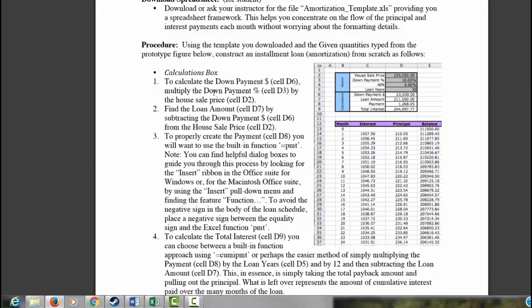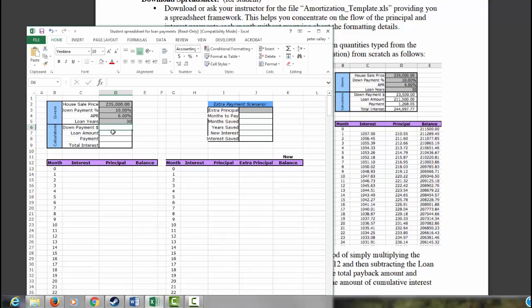Okay, so to calculate the down payment, we're going to multiply the down payment by the sell price of the house. So we're going to take this down payment and multiply sell price times the percent that we perceive as our down payment. And so that's what we want to pay ahead of time, is $23,500, and that matches that. And then the loan amount then will be the sell price minus the down payment, which is where we get that.